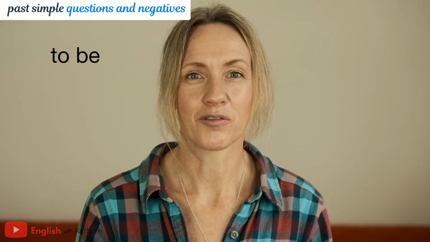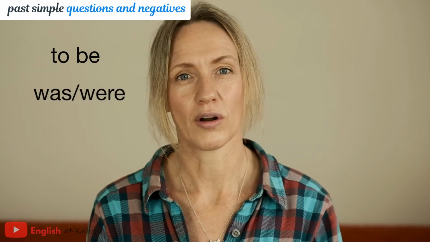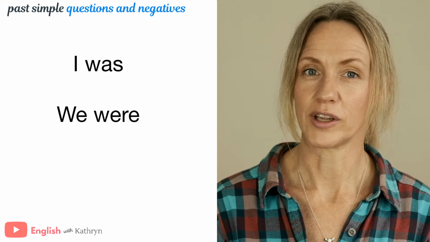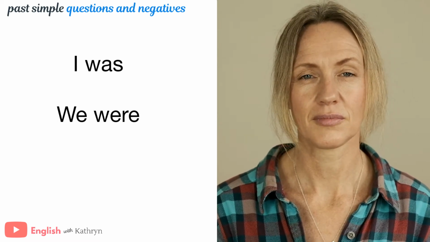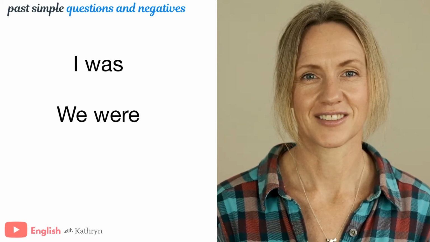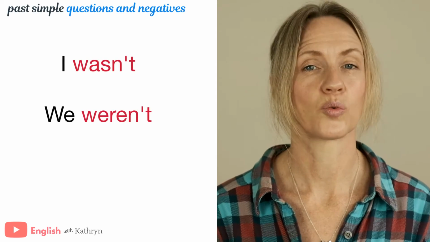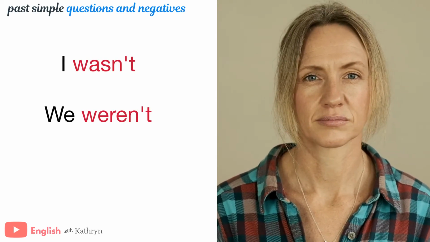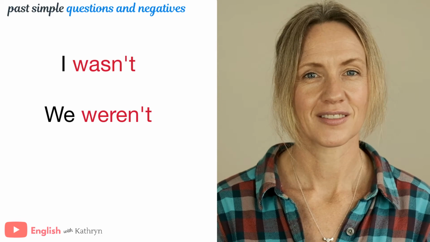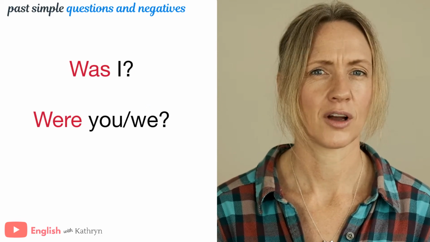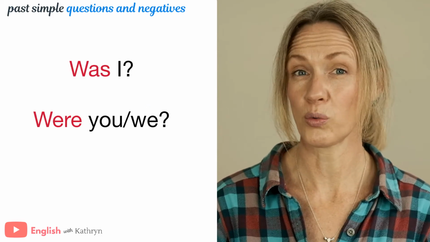The verb to be is a little different. The past of be is was or were. The positive is I was, we were. The negative is I wasn't, we weren't. Questions: Was I? Were you? Or were we?